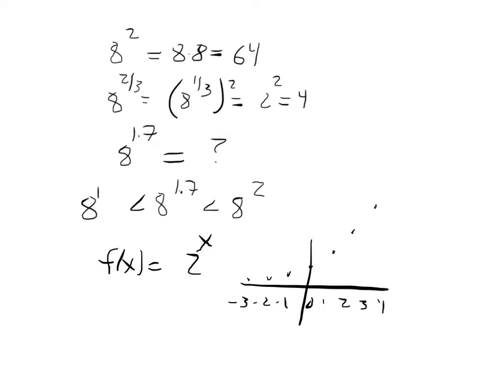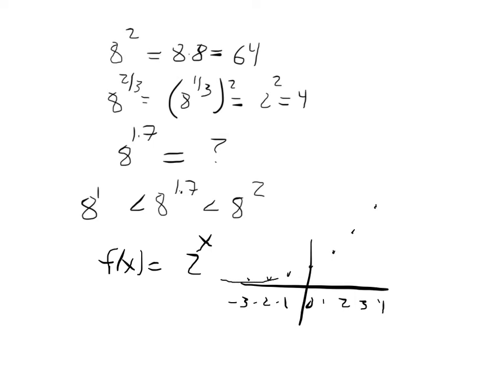So if I look at f of x equals 2 to the x, 2 to the 0 is 1, so I know I have a y-intercept here, (0, 1). 2 to the first is 2, 2 squared is 4, 2 cubed is 8. And if I come down, 2 to the negative 1 is 1 over 2 to the first, which is a half. 2 to the negative 2 is 1 over 2 squared, which is a fourth. And at negative 3, that would be 2 to the negative 3, or 1 over 2 cubed, which would be 1/8.